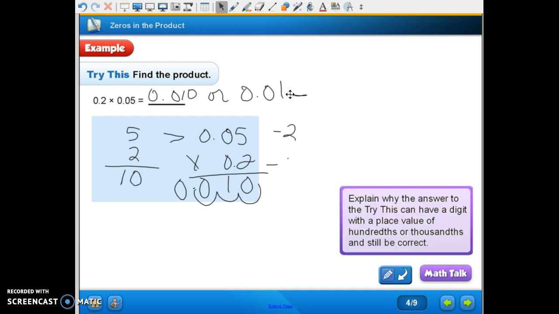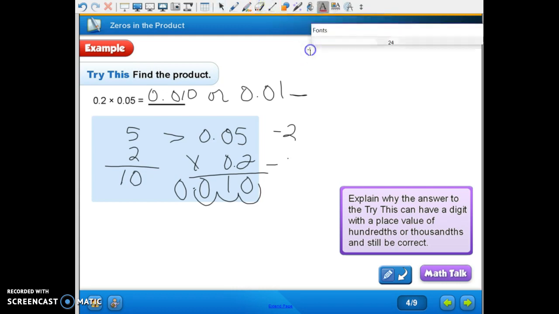Okay, we're going to talk about our little math box. It's blue down at the bottom left-hand corner of your page. It says, explain why the answer to the try this can have a digit with a place value of hundreds or thousands and still be correct. Because 10 thousandths is equivalent or equal to 1/100th.